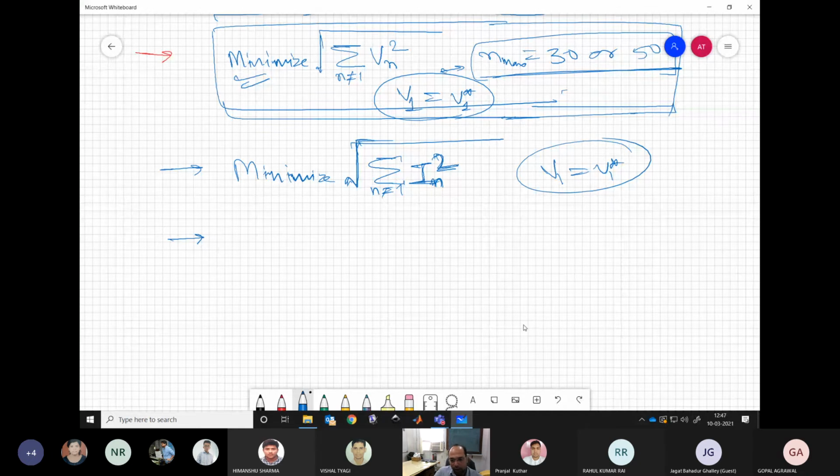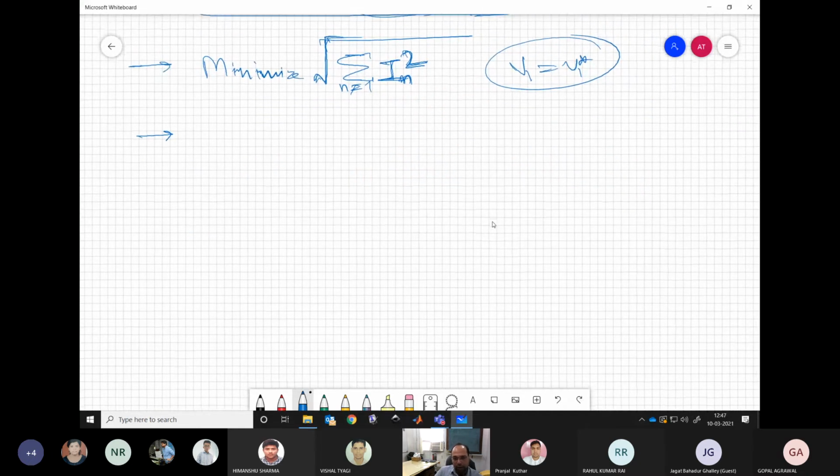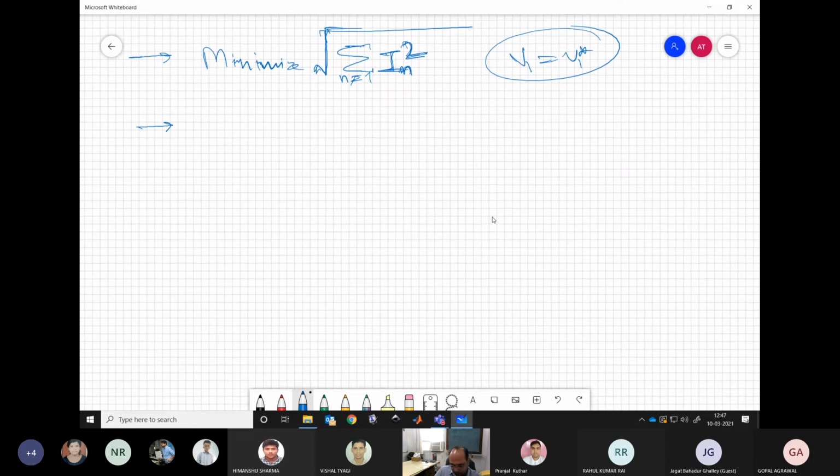Another option, instead of just this sum, if we are interested in something more relative, is the total harmonic distortion in current. This is a term which is relative to the fundamental.